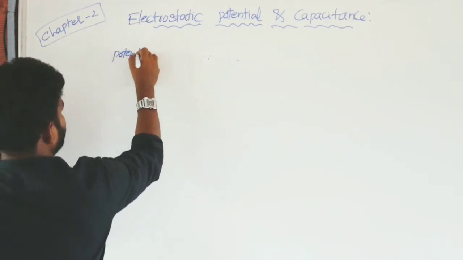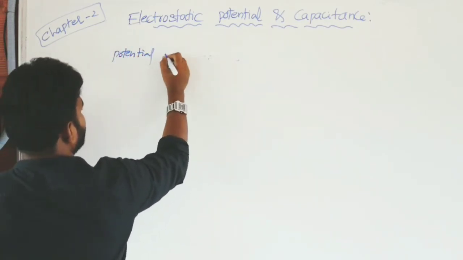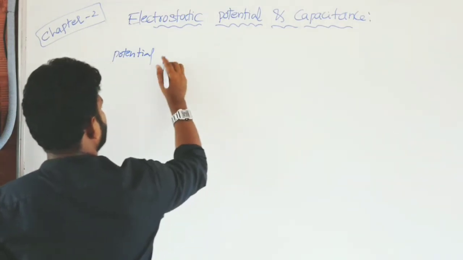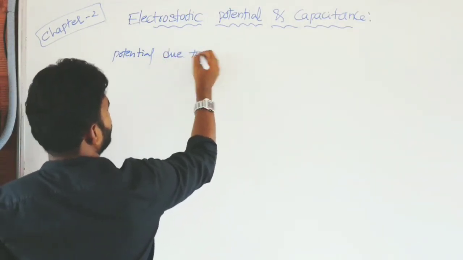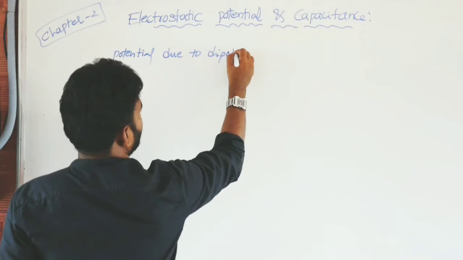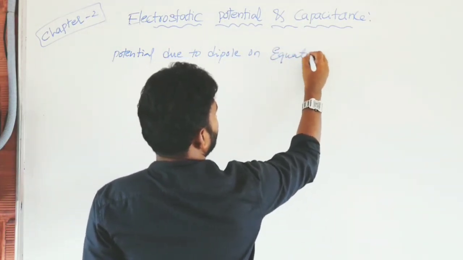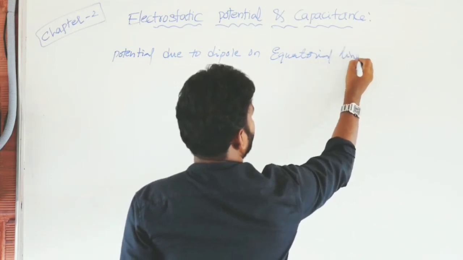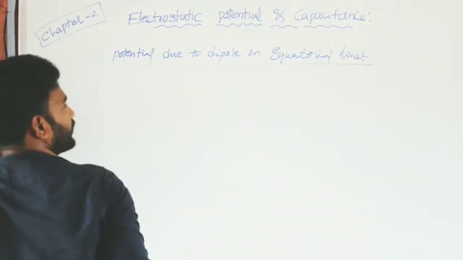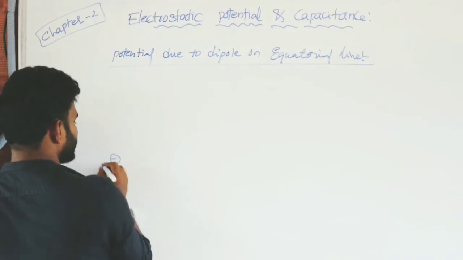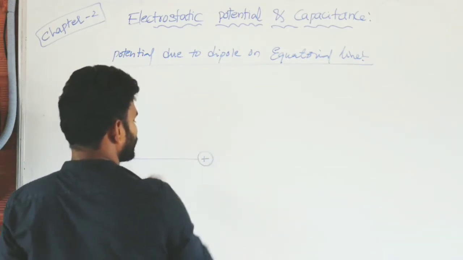Potential due to a dipole on the equatorial line. What do you mean by equatorial line? Negative charge we have to take first, positive charge next.